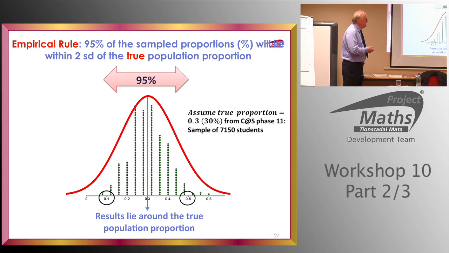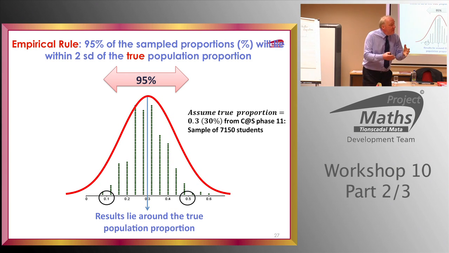Now, as it happens in this case, from the 7,150 students that took the survey in Census at School, 30% of them said they slept with a mobile phone under their pillow. So we actually know the true proportion. So your sample, Celine, was a very good estimate for that, wasn't it? Does that make sense now to us?